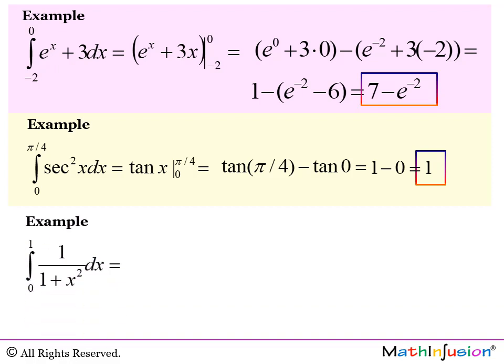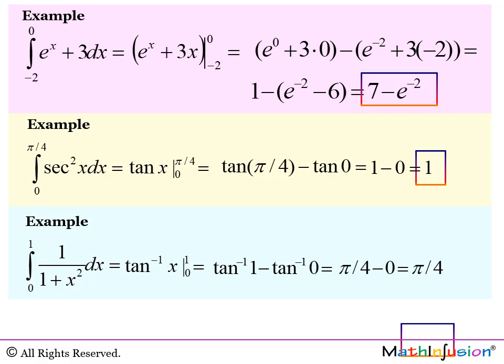Example. The integral of 1 over 1 plus x to the power of 2 dx between 0 and 1. The antiderivative is the arctangent of x, and the limits are 1 and 0. We get the arctangent of 1 minus arctangent of 0. And I would like to recall that arctangent of 1 is pi over 4 and arctangent of 0 is 0. And we get that the total is pi over 4.